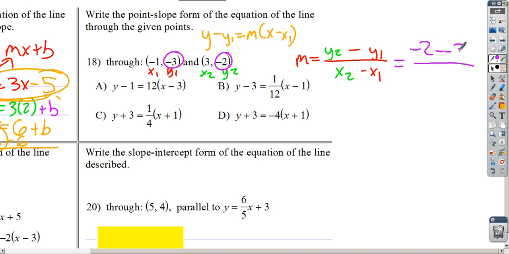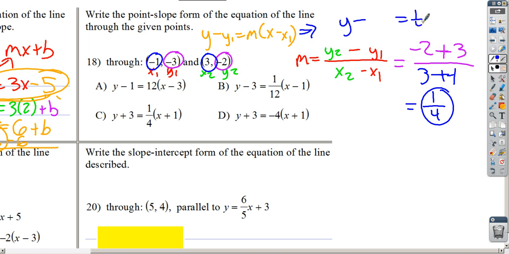So negative 2 minus negative 3, that's like negative 2 plus 3. And then secondly, we have x2, which is 3, minus x1, which is negative 1. Okay, so finally, negative 2 plus 3 is 1, and 3 plus 1 is 4. So we have a slope of 1 over 4. So let's change this. Our m is 1 over 4.